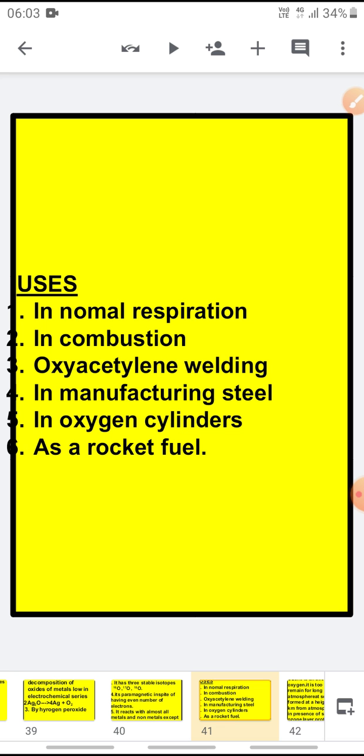See children, you all know that dioxygen is very, very important for us. Without dioxygen we cannot survive. It is used in respiration. Dioxygen gas also supports combustion. It is used in oxyacetylene welding, and in the manufacture of steel, in oxygen cylinders used by the deep sea divers, and in the hospitals. It is also used as a rocket fuel.